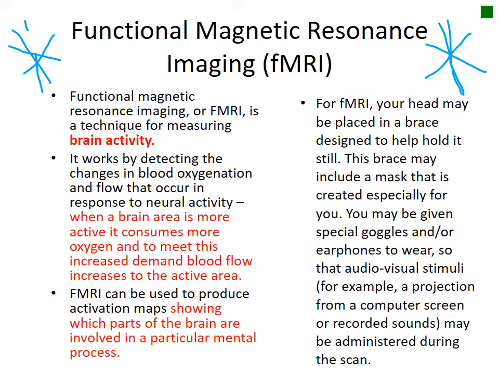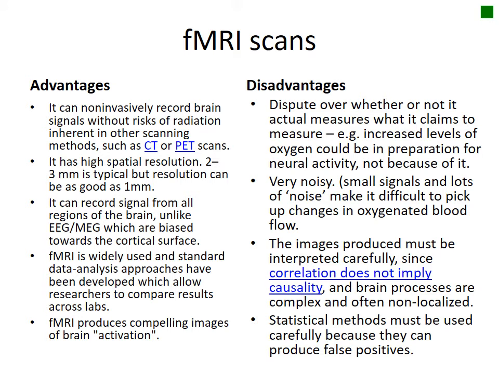Now, fMRI scans can be used to produce activation maps which show which parts of the brain are involved in a particular mental process. Now, this is reasonably non-invasive again, and it's without the risks of radiation that may be present in CT scans or PET scans. It has a high spatial resolution, so 2 to 3 millimeters is typical, but resolution can be as good as 1 millimeter, which means it's particularly accurate.